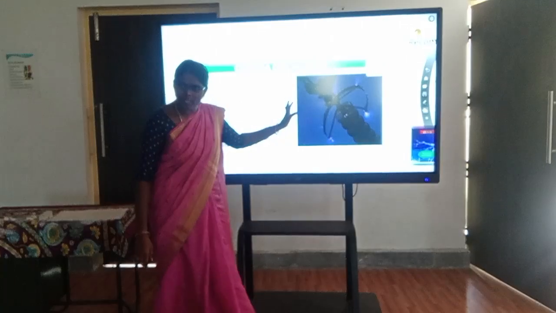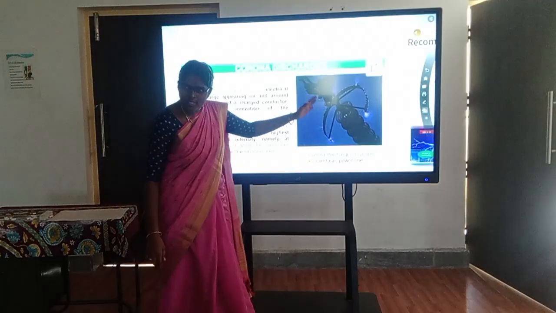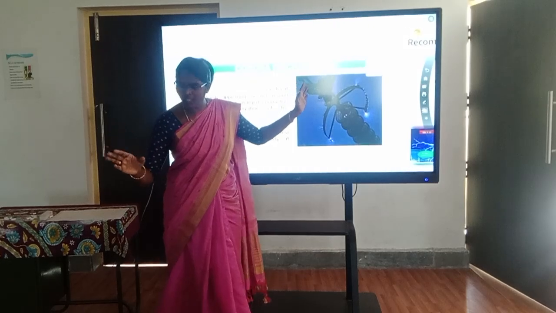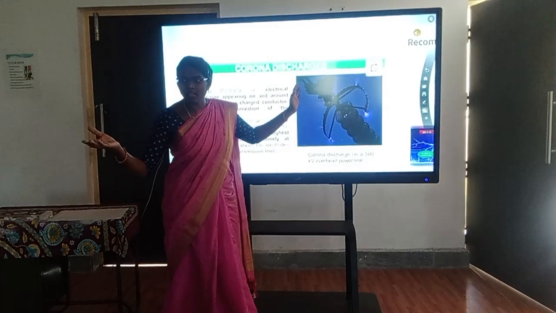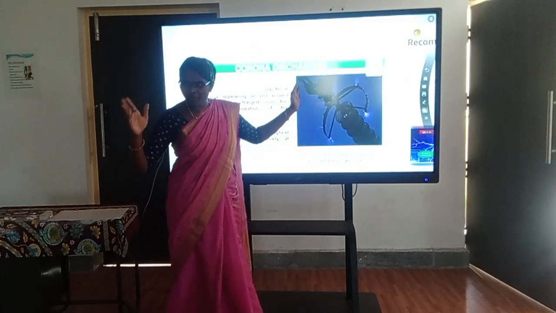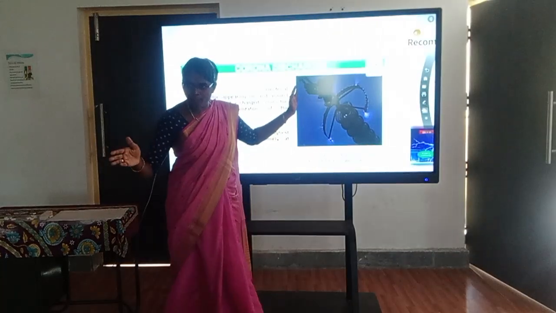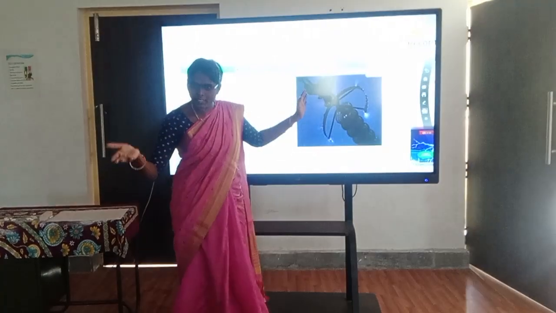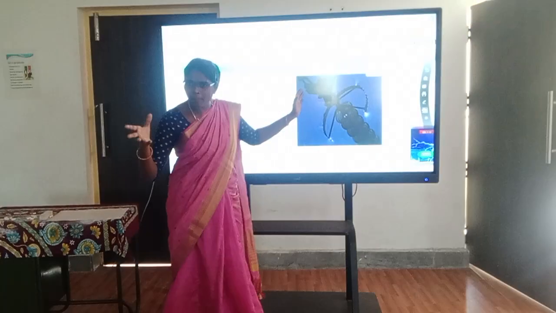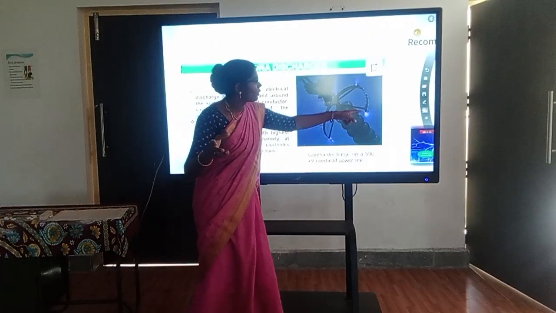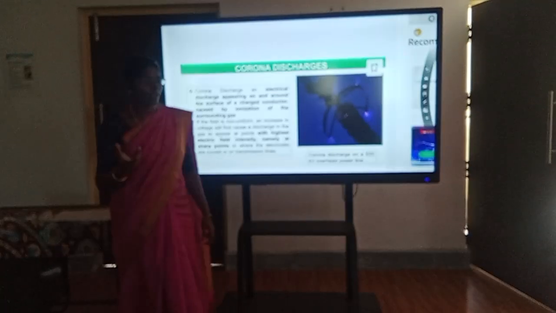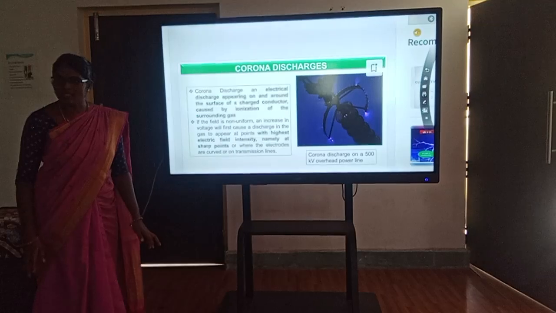So what is happening? When it loses its property, as I have already told, when the high voltage is passing, what is happening? The insulator, beyond a certain range of current, is losing its insulating property. So automatically breakdown occurs. Under that condition, due to the high voltage, a spark occurs, appearing in a bluish color. That is said to be corona discharge.